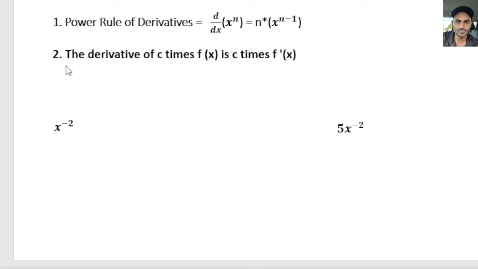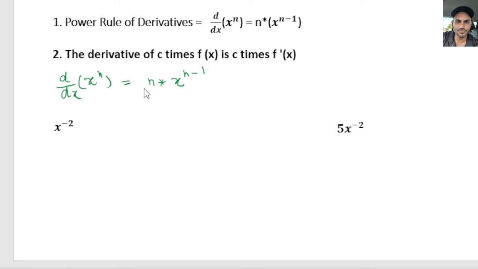So if we're taking a derivative of x to the n, which is the nth degree polynomial function, we bring the n to the front just like this and subtract 1 from the n in the exponent, just like that.